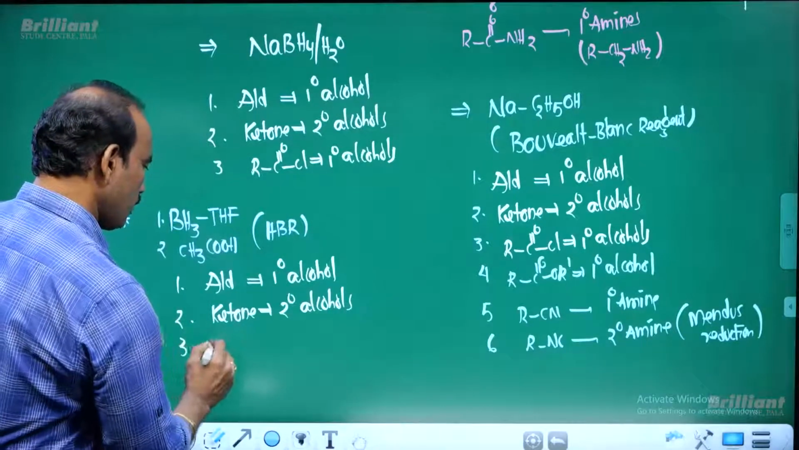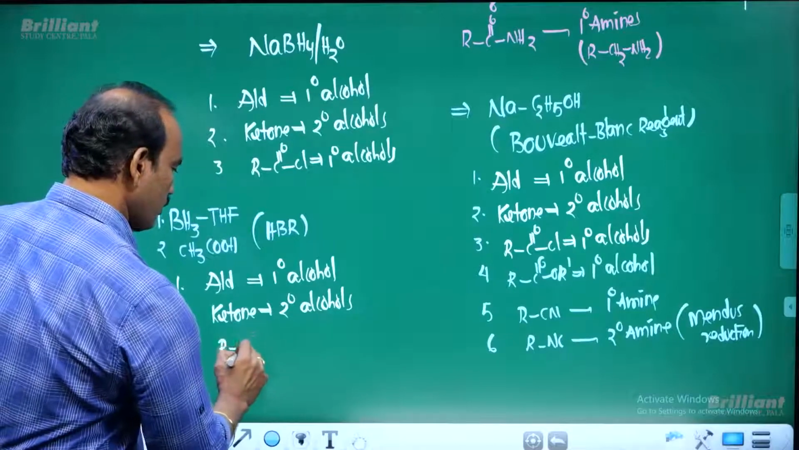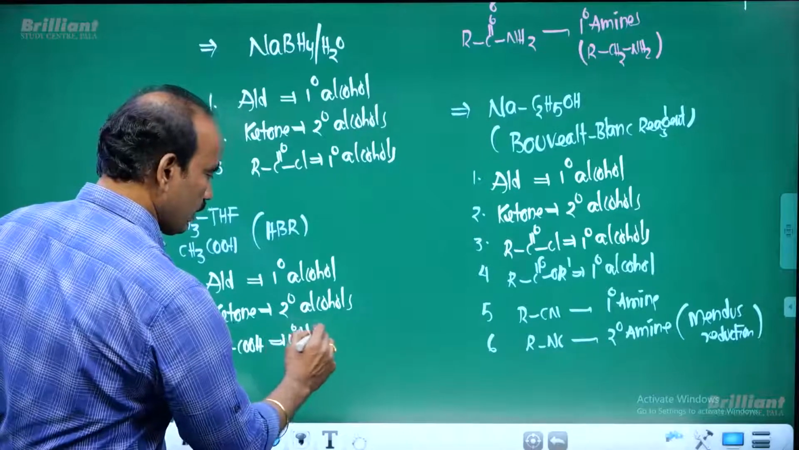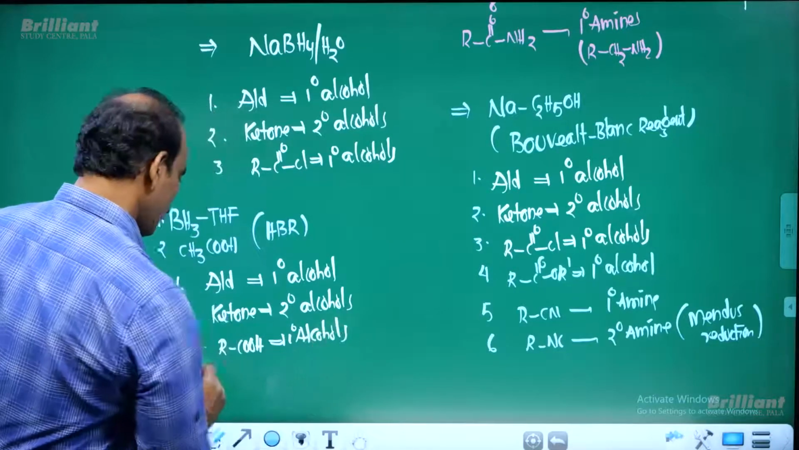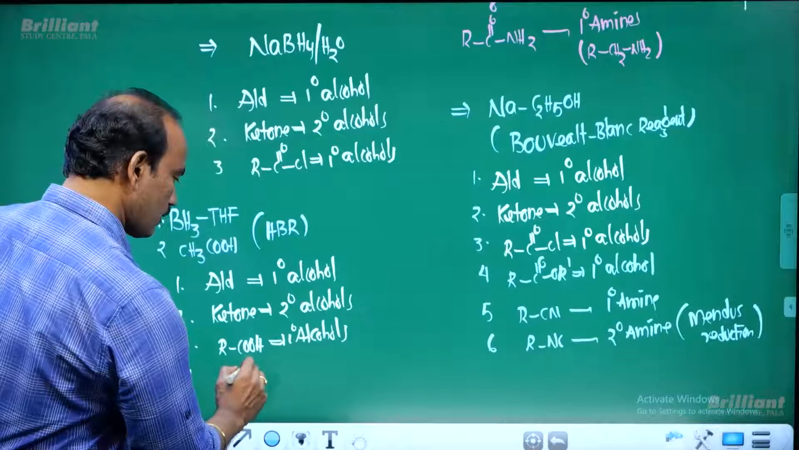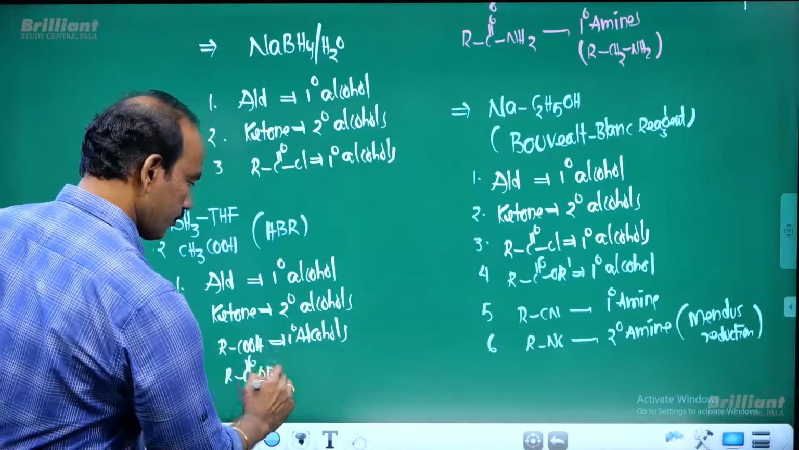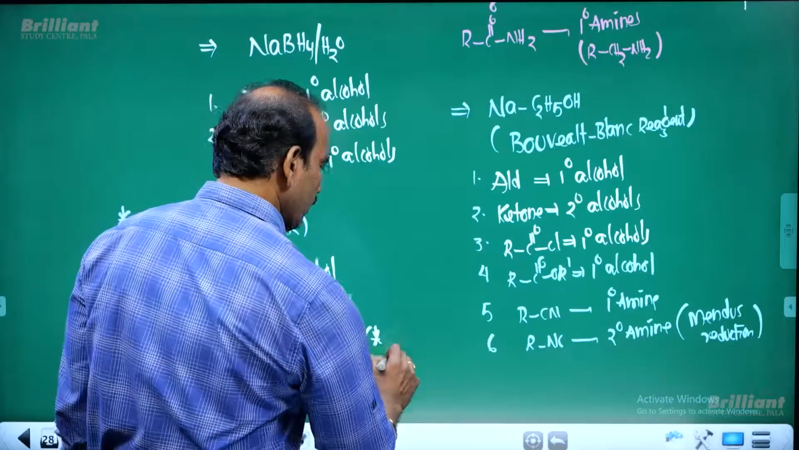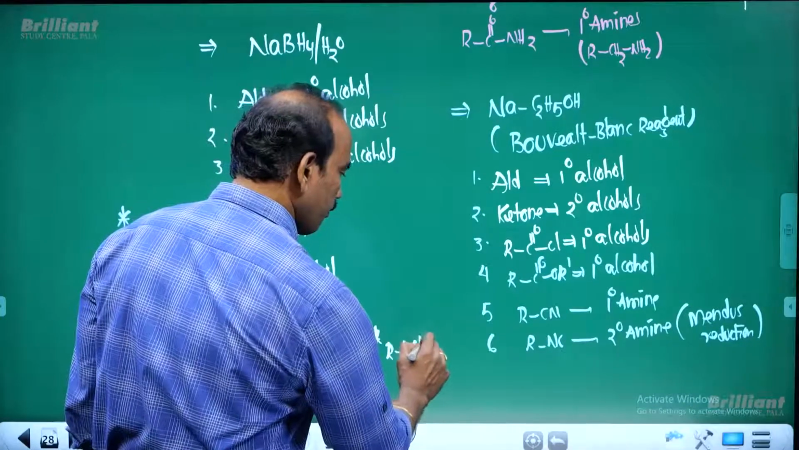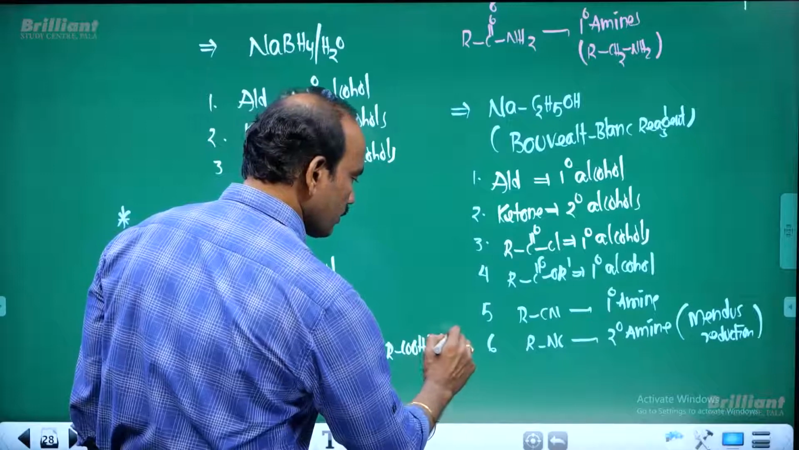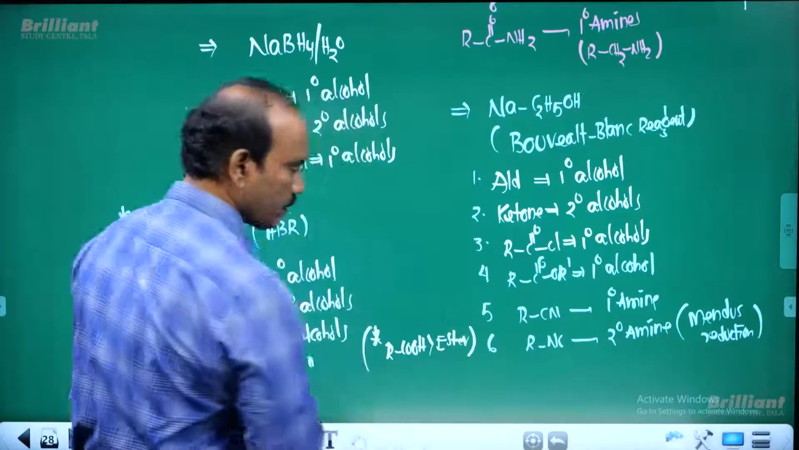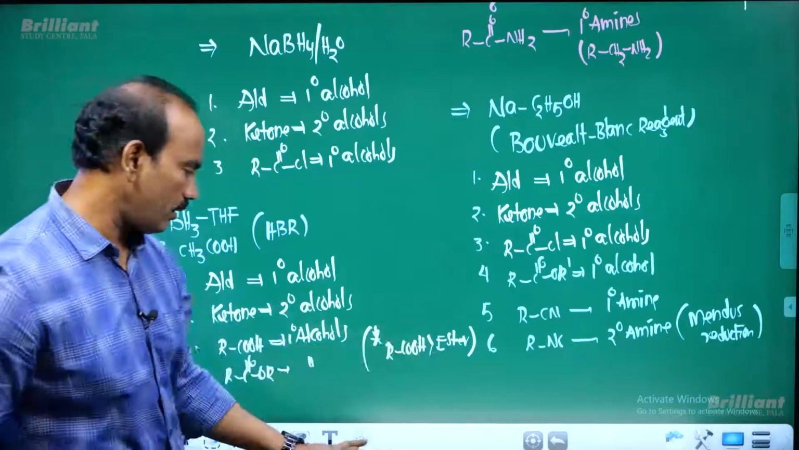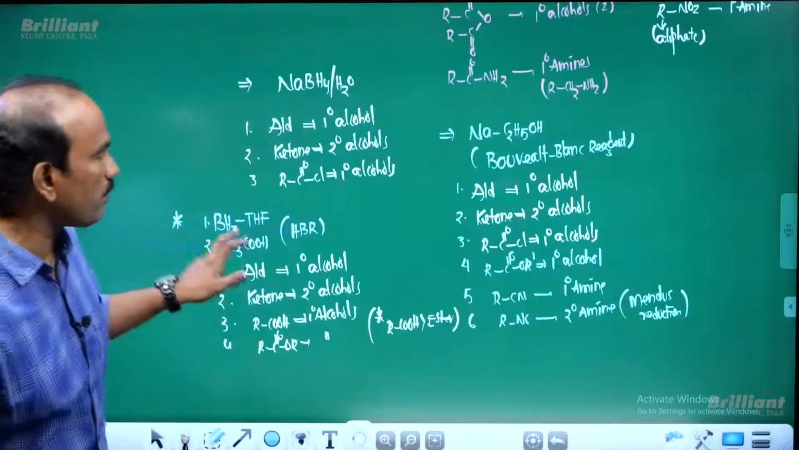Second one, third one is carboxylic acid to alcohols, 1 degree alcohols. Next, fourth one is ester to primary alcohol. But here the important point is carboxylic acid is better than esters. For lithium aluminum hydride it is the reverse. These are very useful points for competitive level.